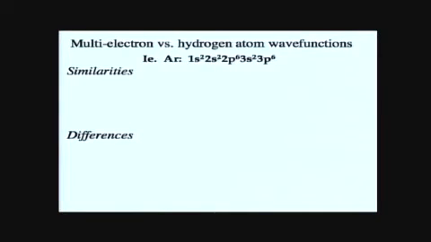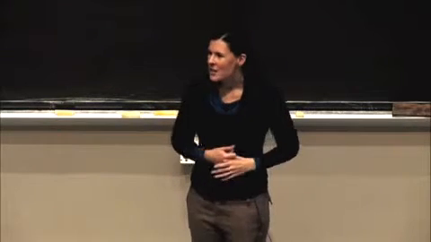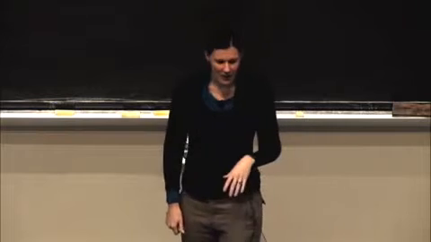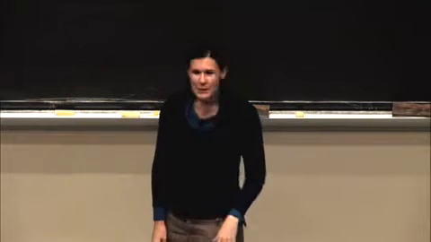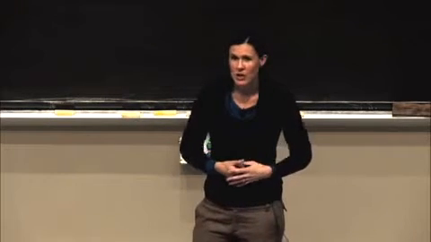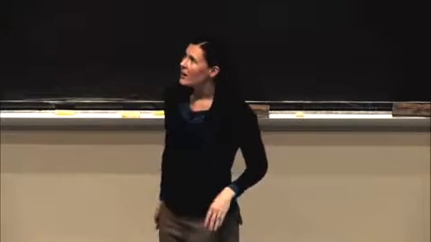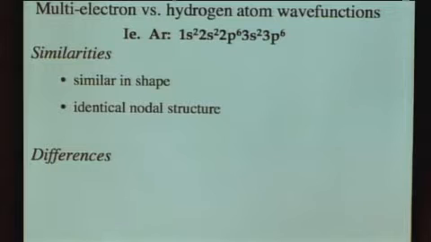And let's think about what some of the similarities might be between wave functions in argon and wave functions for hydrogen. So the first is that the orbitals are similar in shape. For example, if you know how to draw an s orbital for a hydrogen atom, then you already know how to draw the shape of an s orbital or a p orbital for argon. Similarly, if we were to look at the radial probability distributions, we would find an identical nodal structure. For example, the 2s orbital of argon is going to have the same amount of nodes and the same type of nodes that the 2s orbital for hydrogen has.